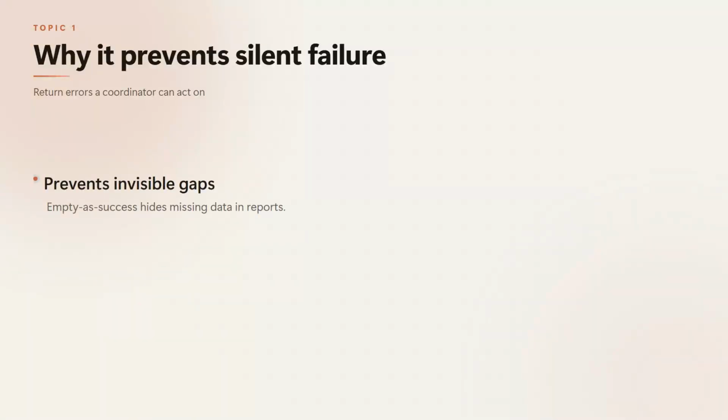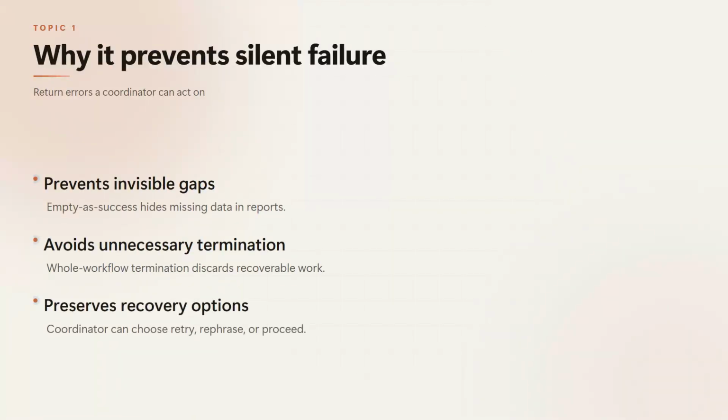Without structured error context, failures become invisible. A subagent that returns an empty result set marked as successful creates a gap that lands silently in the final report. No one knows it is missing. Or a single failure terminates the entire workflow, discarding all other recoverable work. In production, this means unreliable outputs and wasted compute. Structured context prevents this by giving the coordinator the information it needs to keep the system running and the output honest.